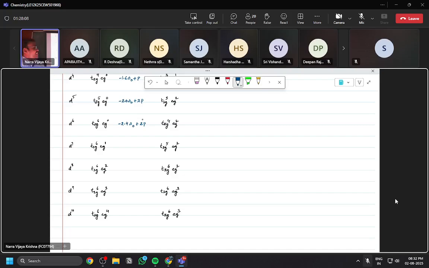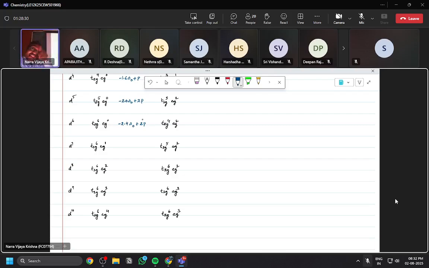Now, again, same question for you. Minus 2.4 delta naught plus 2P. Why did I write 2P? Why not 3P? What is the D6 configuration, sir, before splitting? What do you mean by D6?